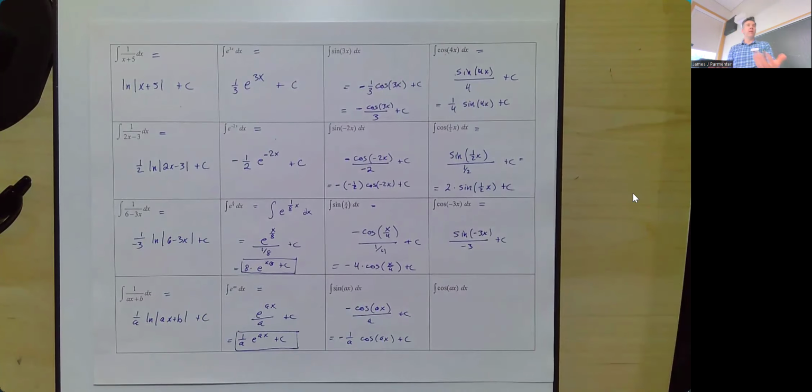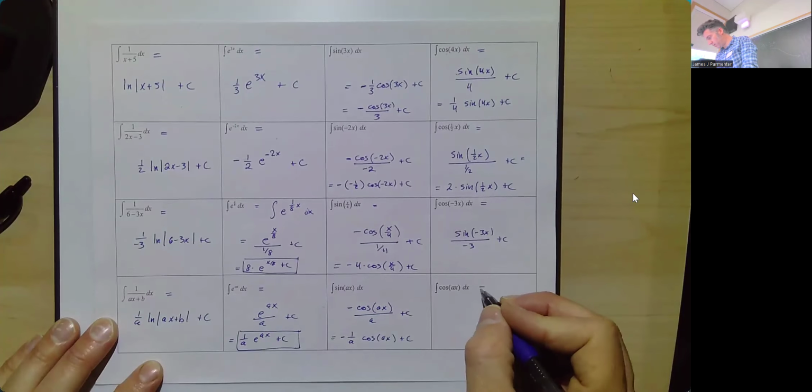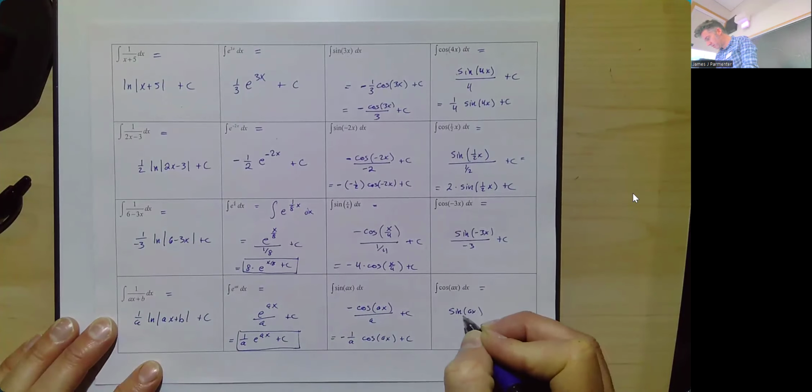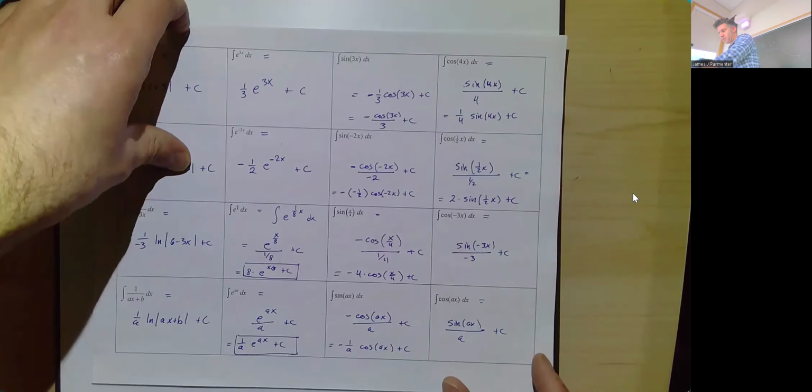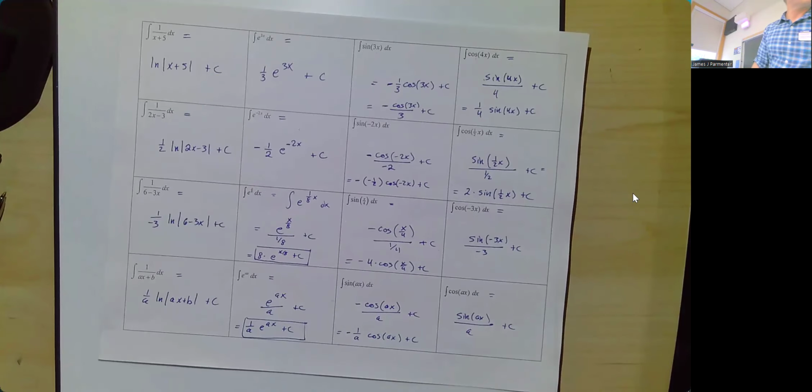Using the normal rule, when I look at that, I'm thinking, oh, I've got cosine of some stuff, and the antiderivative of cosine is sine of the stuff, but then dividing by the constant multiple of x. And finally here, this would be sine of ax divided by a. So let's keep things in order here.